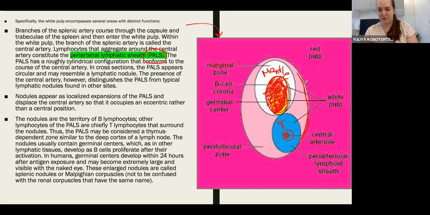For you, this is the marginal zone. Just the border. Again, I'll show it on the slide. Yeah, I'll show you what's going on.